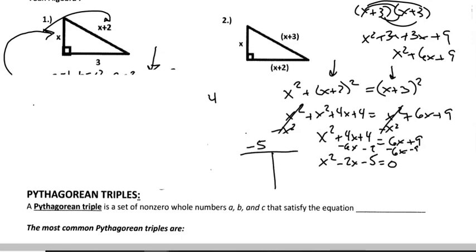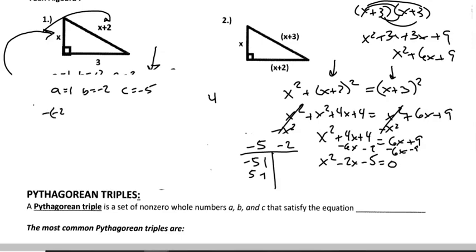Negative 5 and negative 2. Negative 5 and 1, or 5 and negative 1. Darn it, nope, still can't solve by factoring. So a equals 1, b equals negative 2, c equals negative 5.